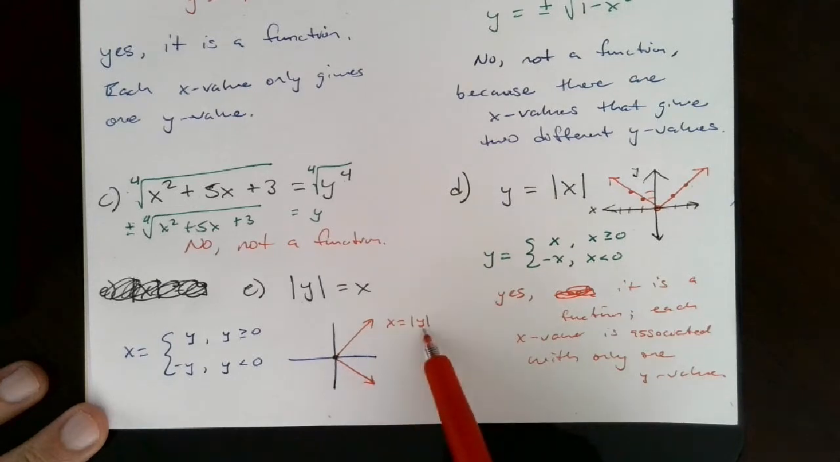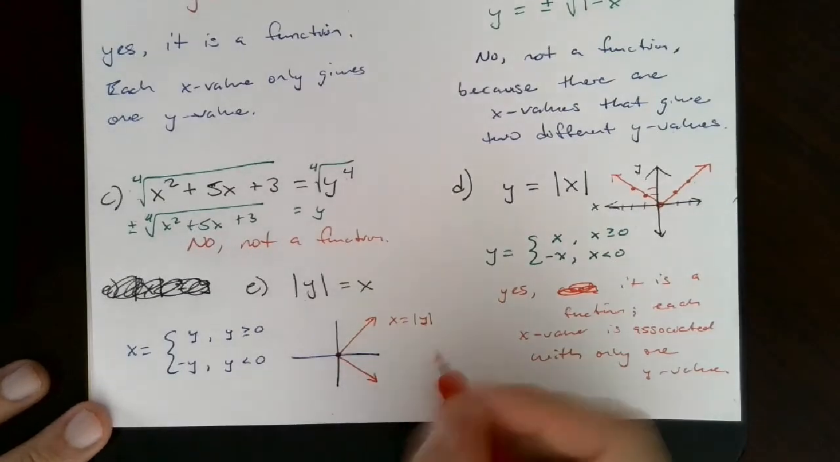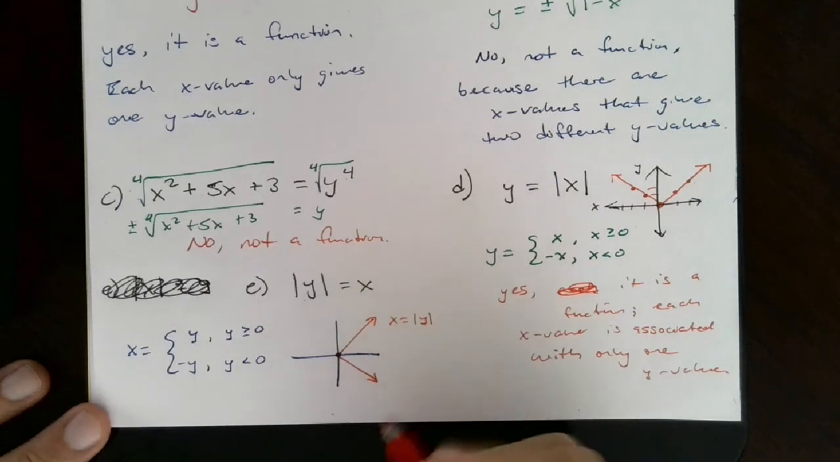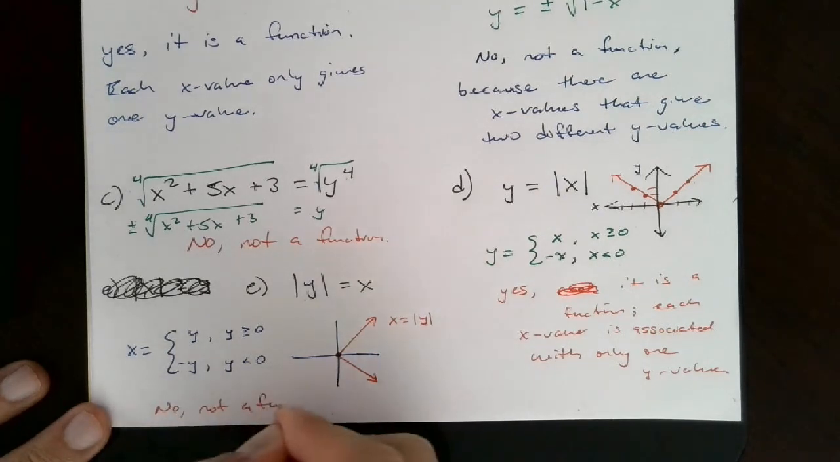When y is 1, x will come out to 1. When y is -1, x will come out to 1. So the x value of 1 has two different y values that go with it, either a positive 1 or a -1. So you don't even need to draw the graph, you can just have an understanding of what happens when you substitute in, but the answer here is no, it's not a function.